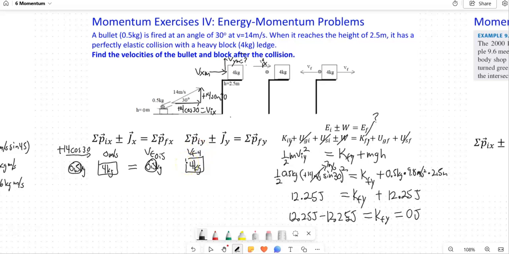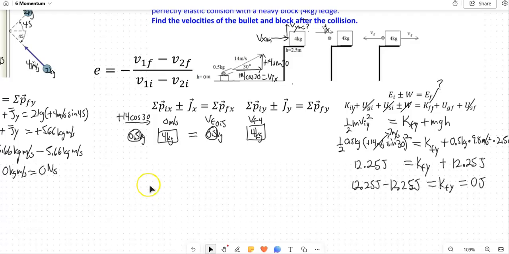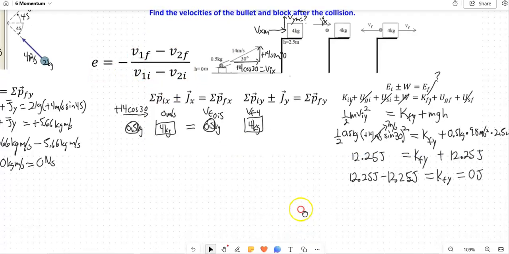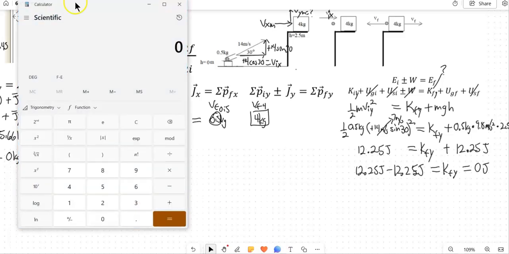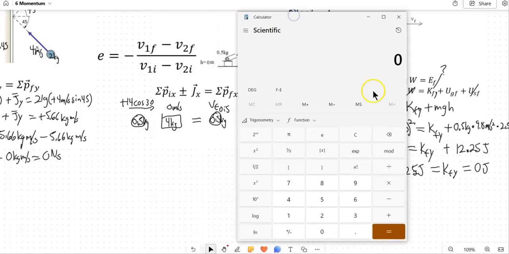Okay? I need to grab that coefficient of restitution equation. Hold on a second. Since we have 2 unknowns and 1 equation, we really can't do this problem without employing the energy during the collision of just the collision in the x direction, or using the coefficient of restitution. So let's go ahead and multiply this out, and then we'll create that equation for the coefficient of restitution and set it equal to 1, since it's a perfectly elastic collision.